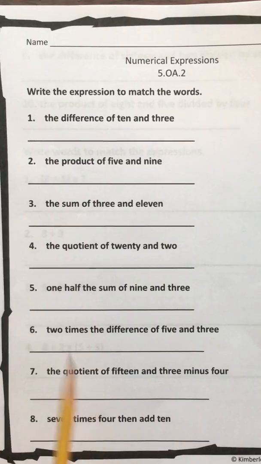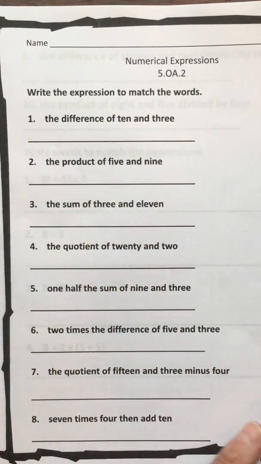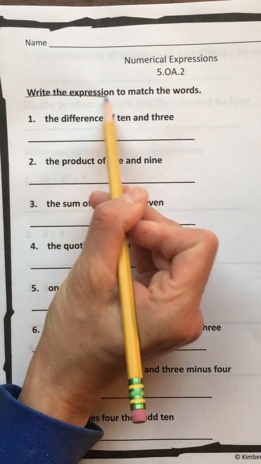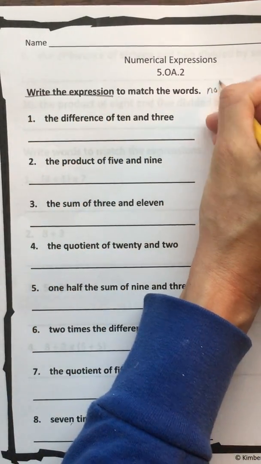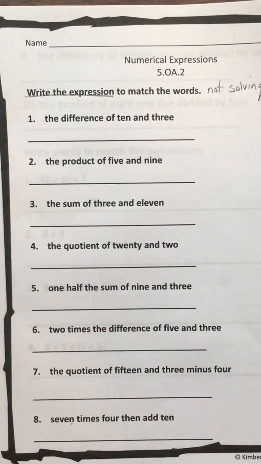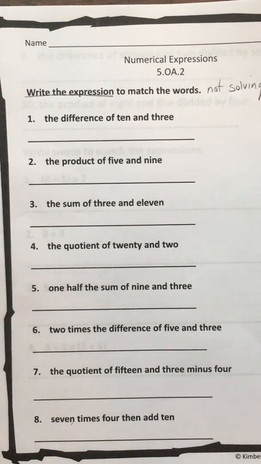So now it says write the expression to match the words. Again, we are not solving. We are just writing the expression. If the question wanted us to solve something, they would have given us some sort of relationship symbol: greater than, less than, or equal to.